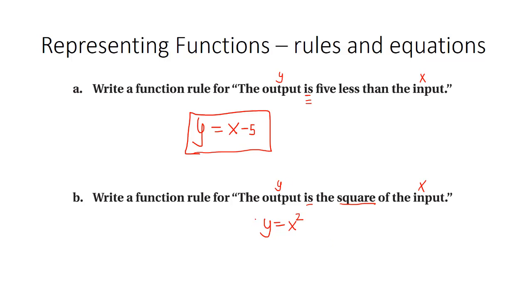So here's two different functions, two different rules. They take an input x and give us an output y. If I put in 2 for x into this equation, then I would get out 2 minus 5. That would give me negative 3. If I put 2 into this equation, I would get out 2 squared, which is 4. So you can use your function rule to figure out what your output is for a given input.